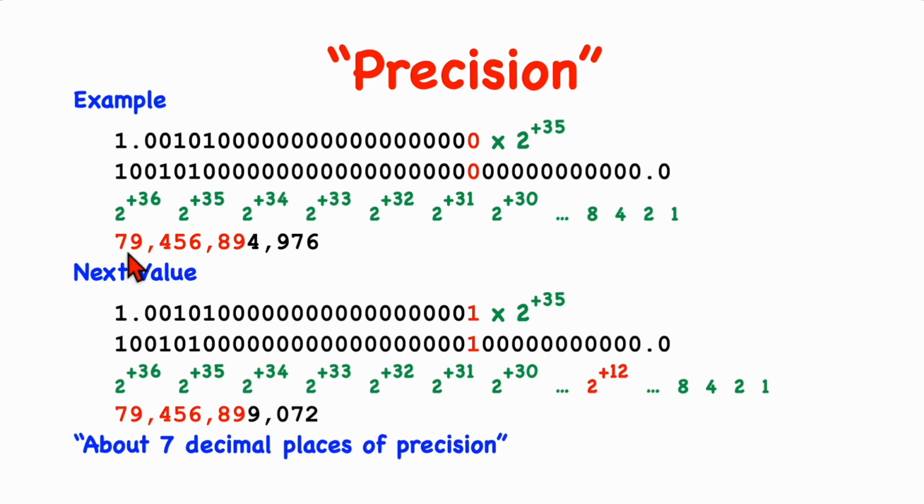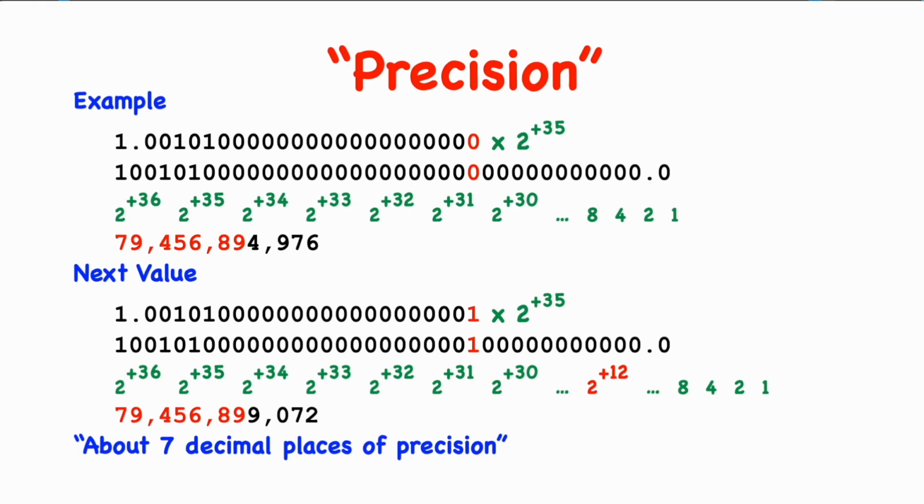But we see that these two values have the same first 7 digits when represented in decimal. So it's often said that with single precision floating point numbers, we have about 7 decimal places of precision. Okay, so that's a useful thing to keep in mind. About 7 decimal places of precision with single precision floating point numbers. We see that for very large numbers, the gap between successive values is very large. And with very small numbers, the gap between successive values is very small.